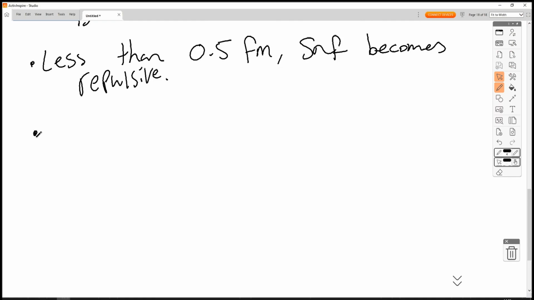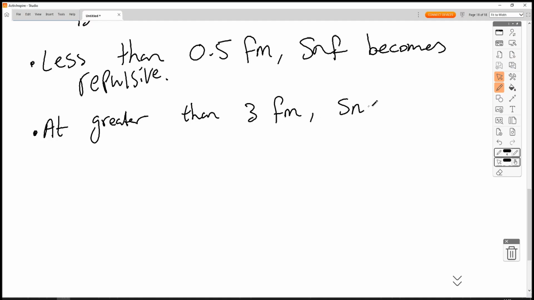And if you're further than 3 femtometers, then the strong nuclear force is negligible. Pretty much doesn't exist. So at greater than 3 femtometers, the strong nuclear force is negligible.